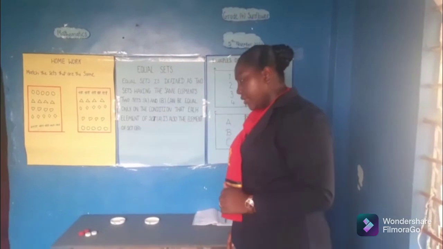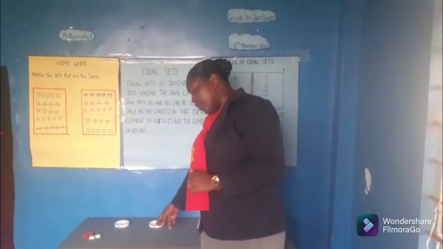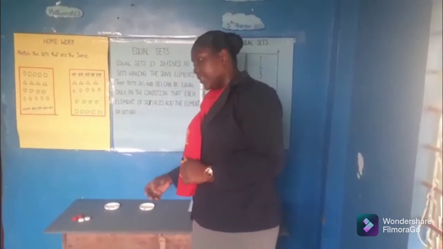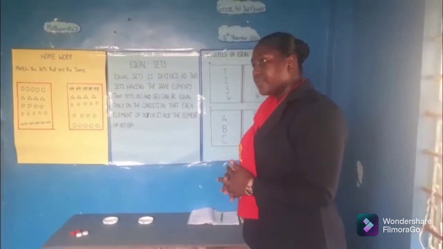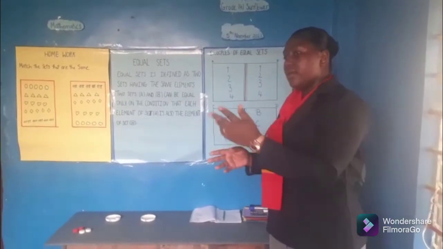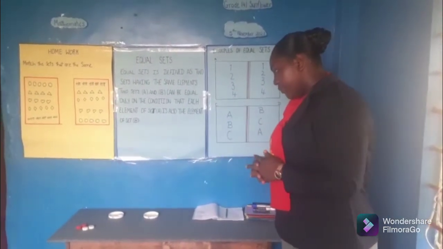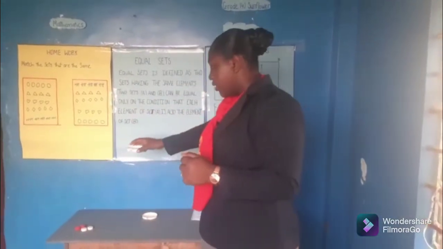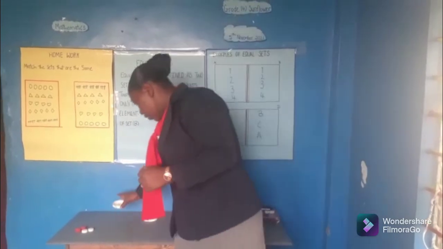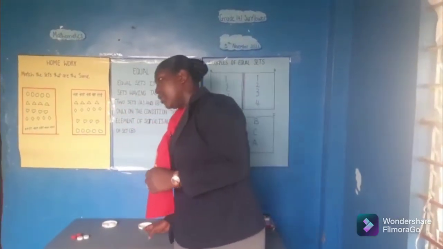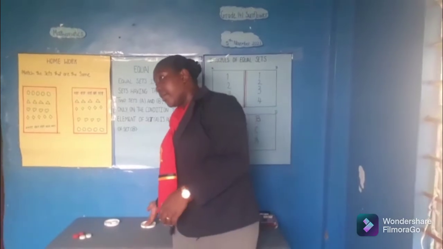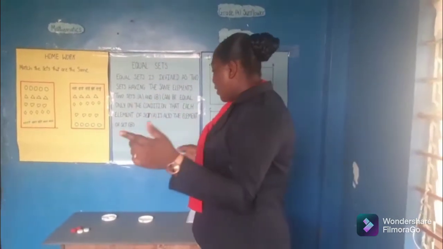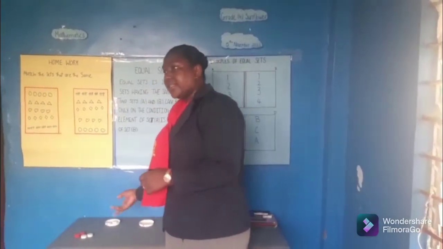Can someone tell me, after observing these two containers carefully, what you notice about them? Go ahead, Ruth. Good job, Ruth. So Ruth said container A has two corks while container B is empty. Now I want us to make container B the same as container A. Now tell me somebody, what do we do to make container B the same as container A?